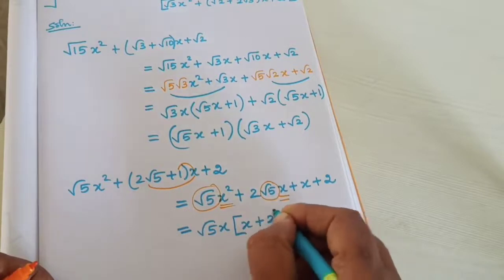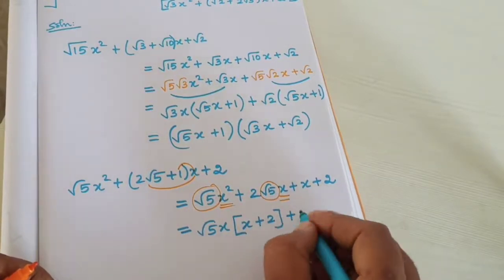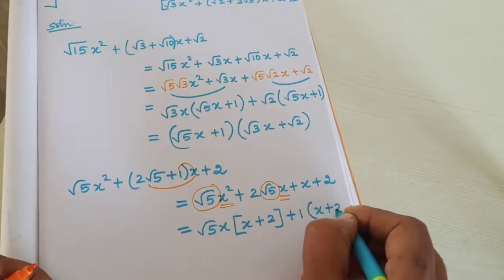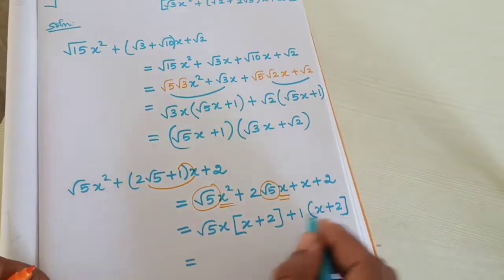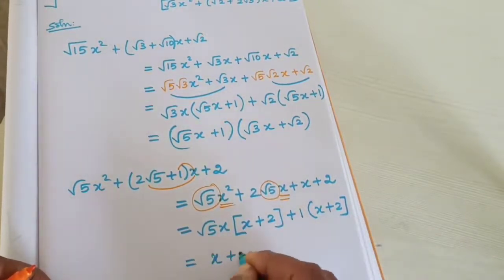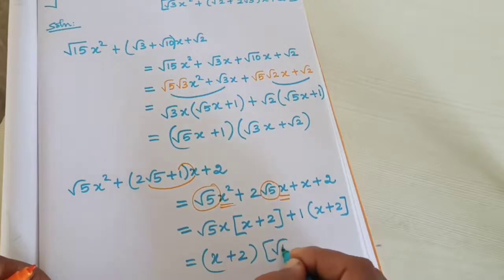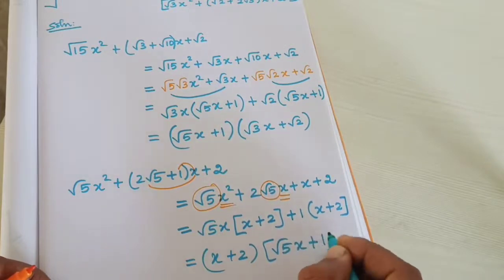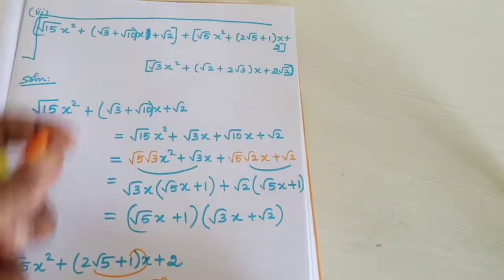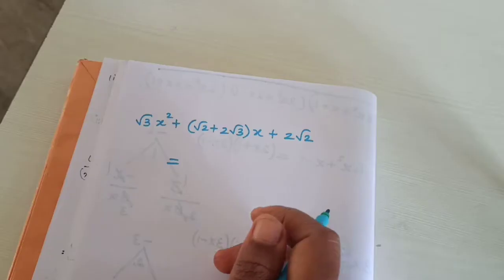x plus 2. Here, nothing is common. So 1 we can write x plus 2. Now which is common? x plus 2 is common. So the remaining term is root 5x plus 1. Two terms we split it like this, and we want to do the same for the third one also.